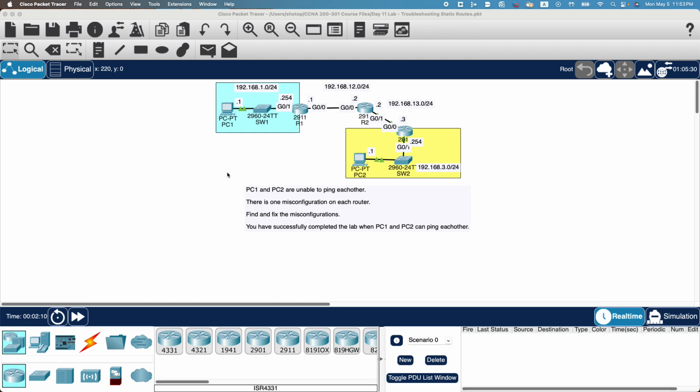So what's the issue? PC1 and PC2 are unable to ping each other. There is one misconfiguration on each router. Find and fix the misconfigurations. You have successfully completed the lab when PC1 and PC2 can ping each other.